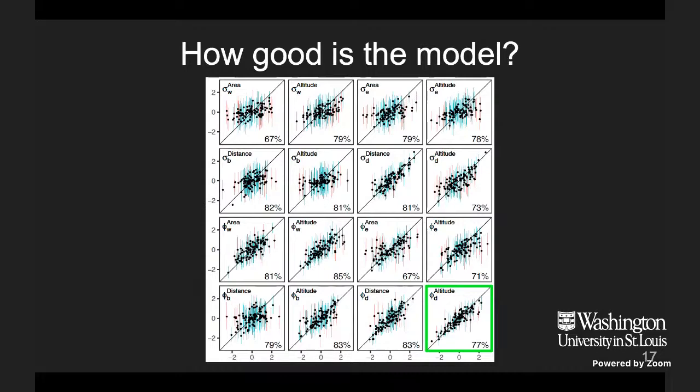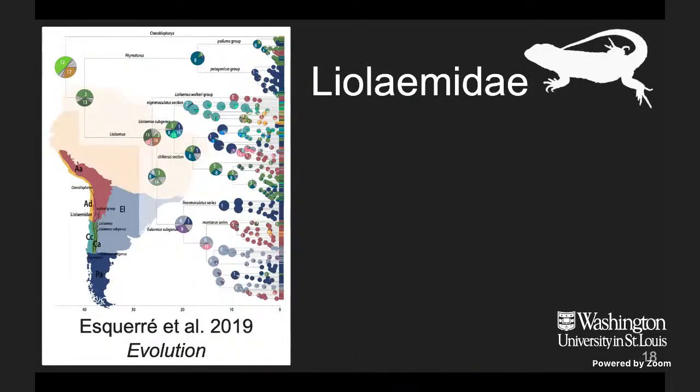Wait, I promised lizards. So I decided to use the model on a clade of lizards called Leolaemidae, which comprises over 300 species spread throughout South America. These lizards are interesting for a lot of reasons. It's a really diverse group composed of both oviparous and viviparous species, experiencing a wide range of environmental conditions. Many of the species live in these high altitude montane habitats, and there's been some curiosity as to whether these montane environments are contributing to high rates of diversification.